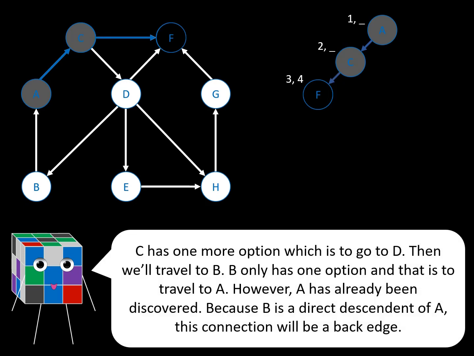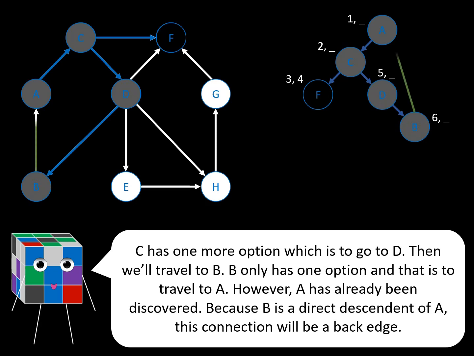C has one more option, which is to go to D. Then we'll travel to B. B only has one option, and that is to travel to A. However, A has already been discovered. Because B is a direct descendant of A, this connection will be a backedge.